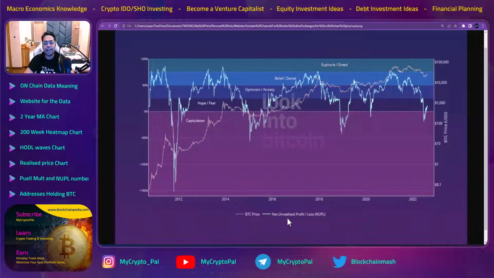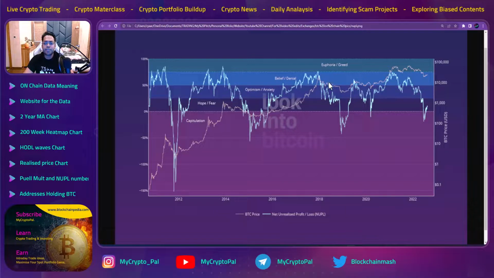Moving on to the net unrealized profit and loss, or the NUPL ratio. You must have seen a lot of people talking about it. Basically, all it tracks is the net unrealized profit and loss. If you are hodling Bitcoin, are you in profit or are you in loss? On the basis of that sentiment, it has divided the chart into categories. Like you can see, pink is capitalization, dark blue is hope, light blue is optimism, sky color is belief, and green is euphoria or greed.